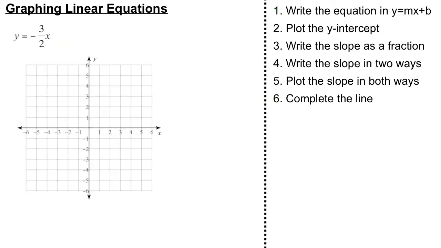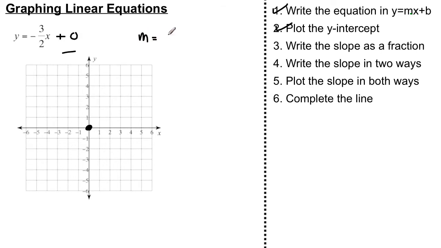Now it's just negative 3/2 x. Okay, so we need to write the equation in y equals mx plus b form. So what is the y-intercept in this situation? It's negative 3/2 x plus 0. Do you see that? So when we start this, our y-intercept is going to be 0. Okay, so we wrote the equation, we plotted the y-intercept. Okay, and now we want to write the slope.